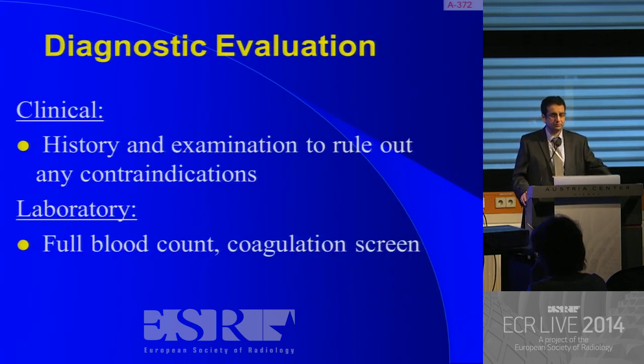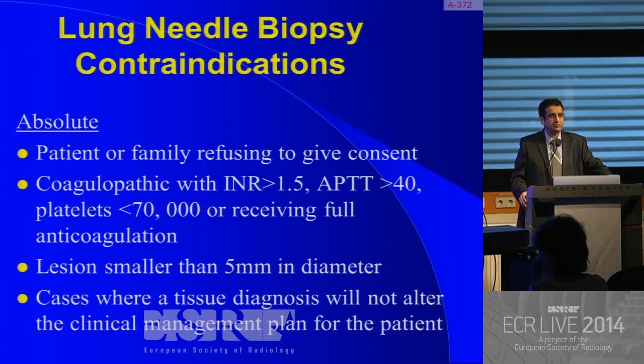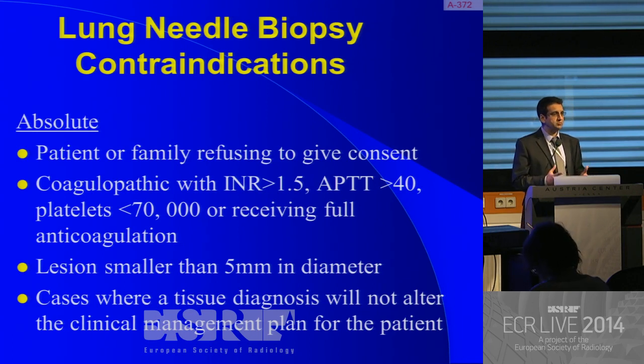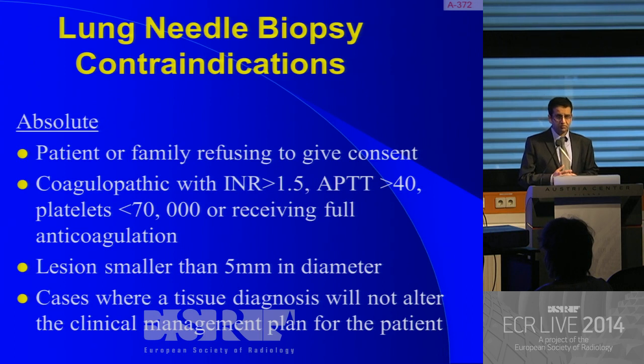We need to go through the complete diagnostic evaluation first, clinical and laboratory findings. If you look at the absolute contraindications for lung biopsies, this will include a patient who would refuse the biopsy, a patient who has deranged platelets and coagulation status with an INR more than 2, perhaps 1.5 is taken to be a standard. Lesions that are very small, less than 5 millimeters, can be tricky and difficult. And importantly, cases where a tissue diagnosis will not alter the clinical management for the patient.